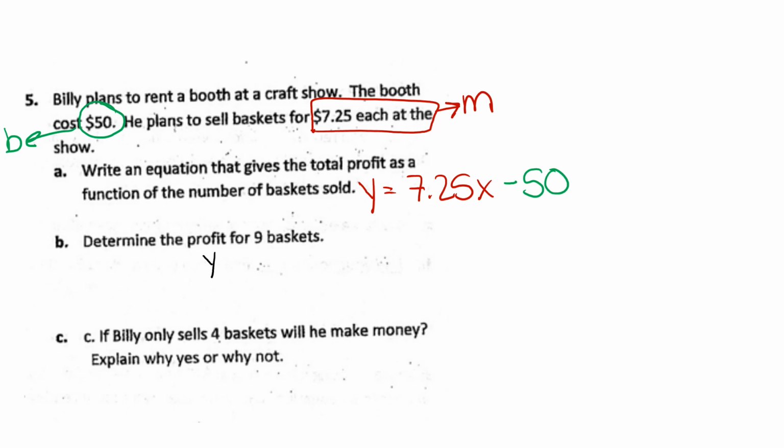So for letter B, we're going to use that equation to find our profit for 9 baskets. So we're going to do the 7.25 times 9 to figure out how much money we make from the baskets.